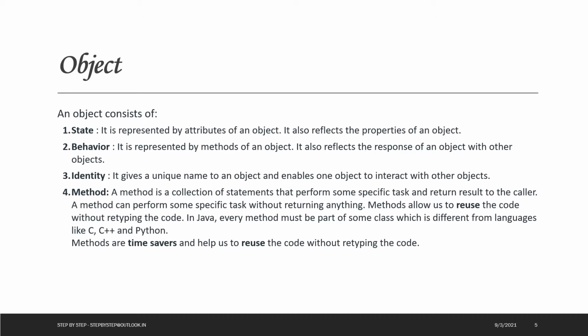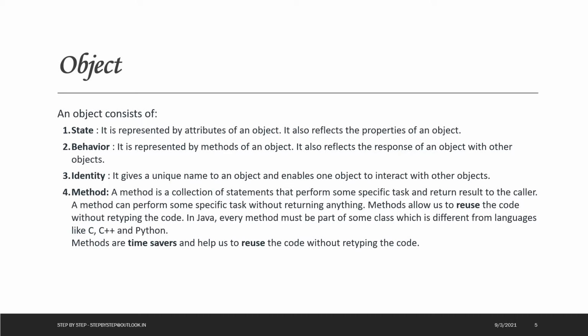So let's read through what other things an object consists of. We all know that an object is anything which has state and behavior. So what is state basically? State is represented by the attributes of an object, and it also reflects the properties of an object. Then what is behavior? Behavior is represented by the methods of an object. So how the object is going to behave is represented by its methods. It also reflects the response of an object with other objects.